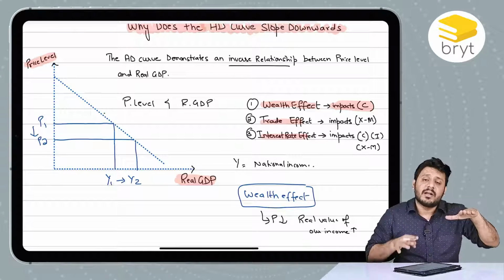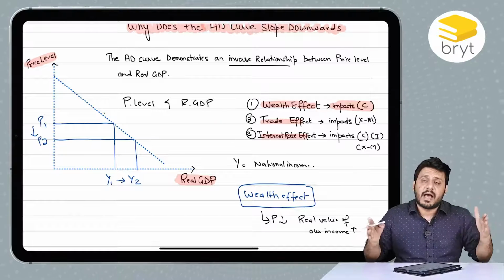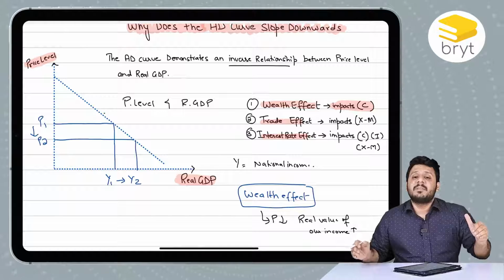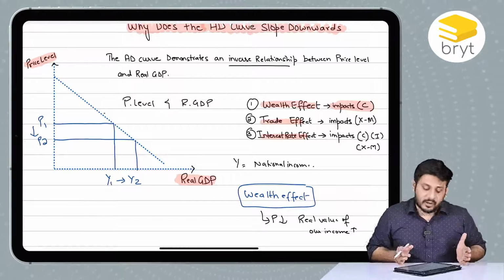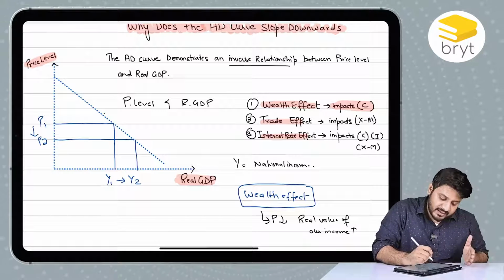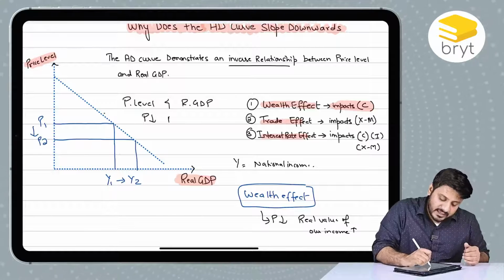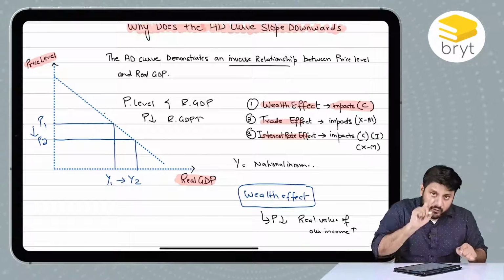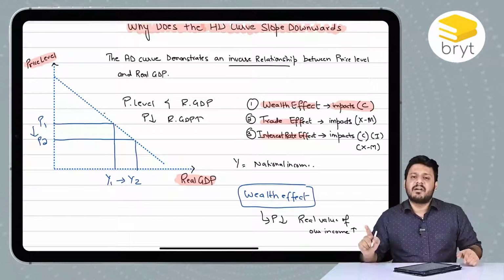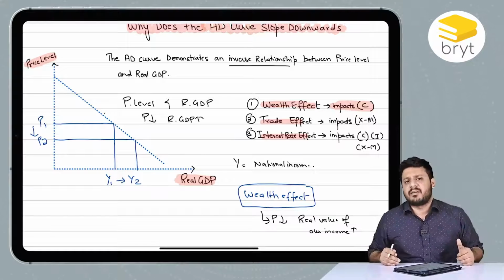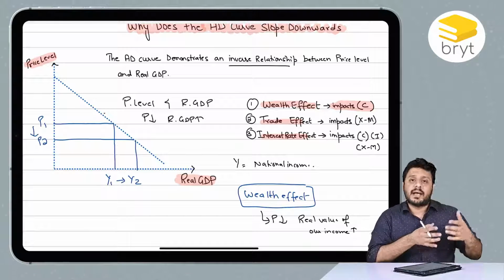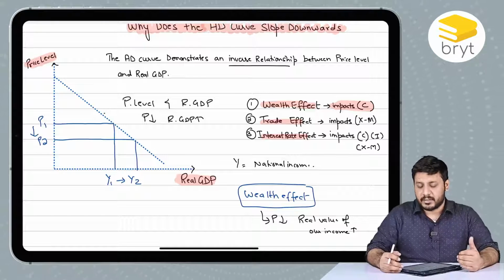And how does a fall in price level impact real GDP? It impacts real GDP through impacting consumer expenditure. So if price level is going down and real GDP is rising, one of the reasons why real GDP would rise is that consumer expenditure would start rising. And that would be shown by an extension in your aggregate demand curve.